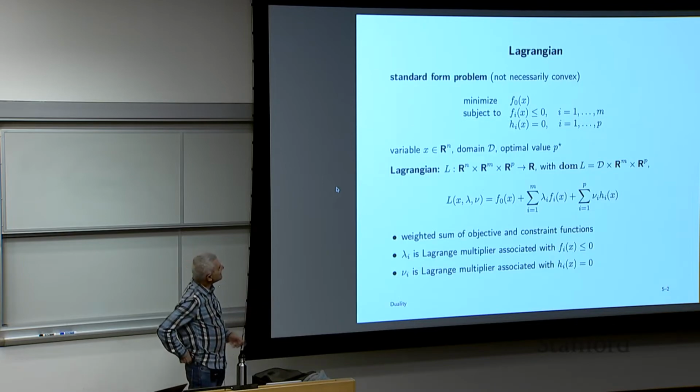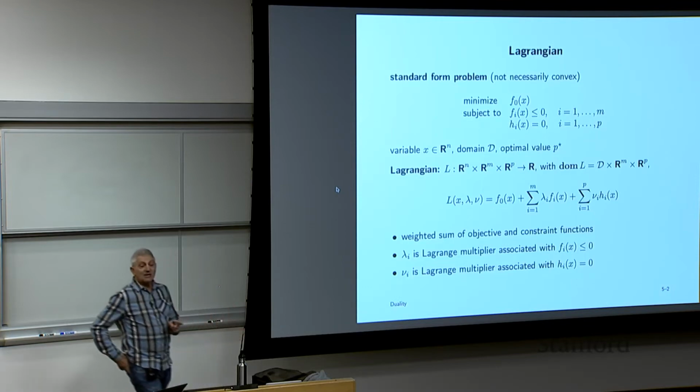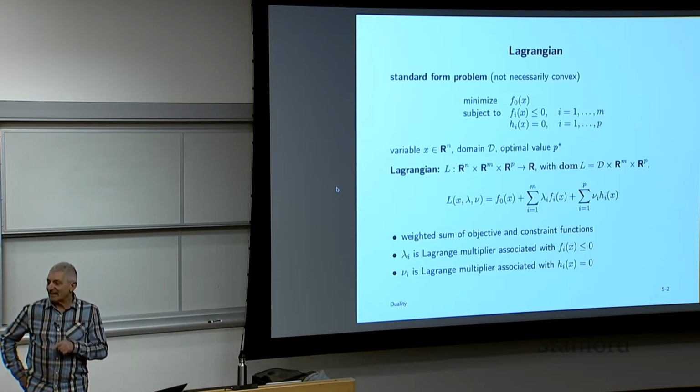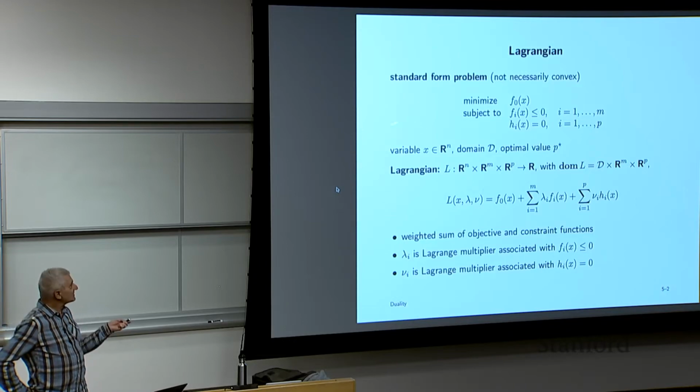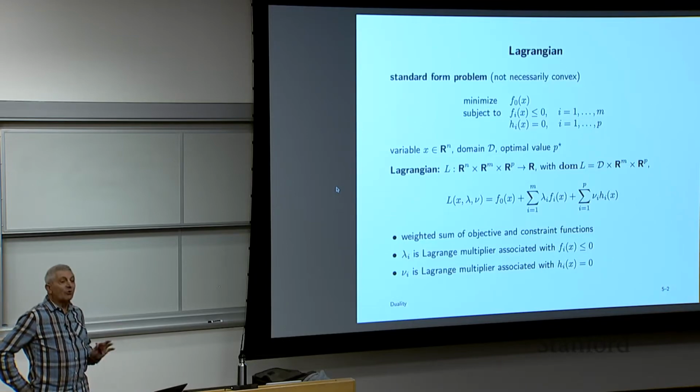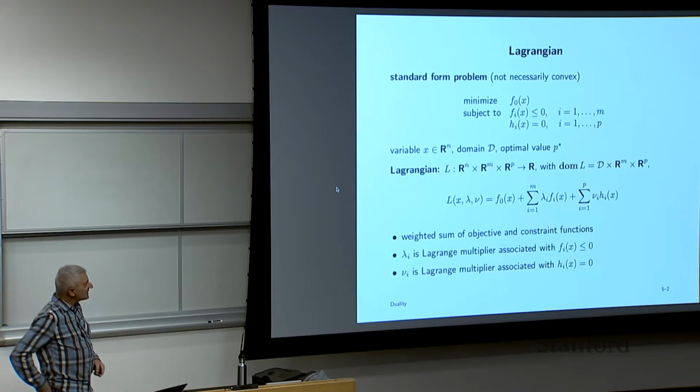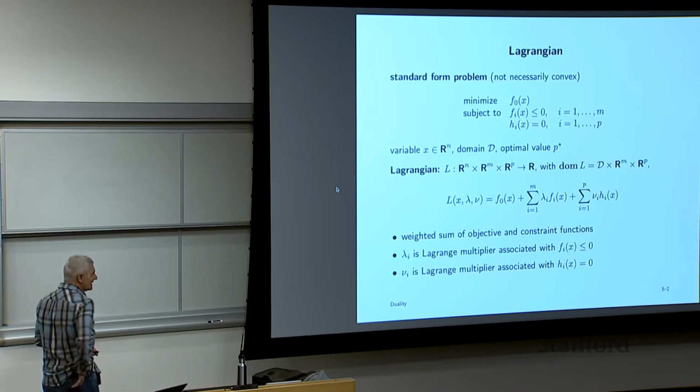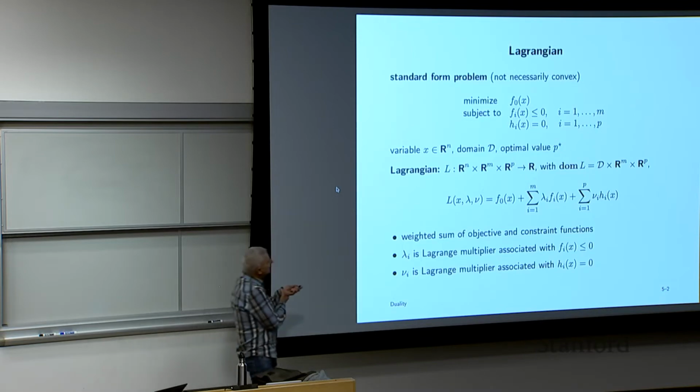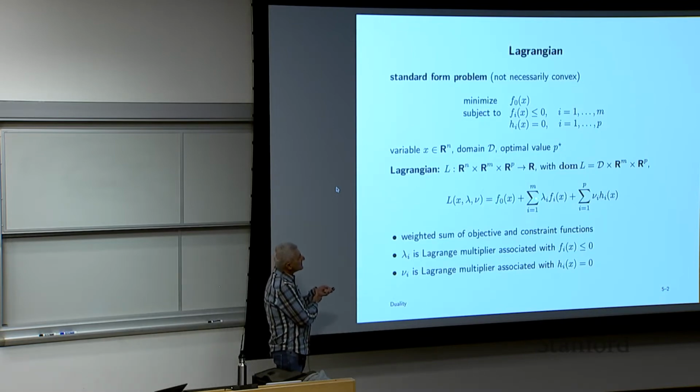Okay, so here's what it is. You have this standard form problem. And by the way, in a lot of the interesting applications, the problem is not convex. Now I'm just going to form the Lagrangian. It's a single function. It's going to be the objective plus a weighted sum of the inequality constraints plus a weighted sum of the equality constraints. That's the Lagrangian, right?